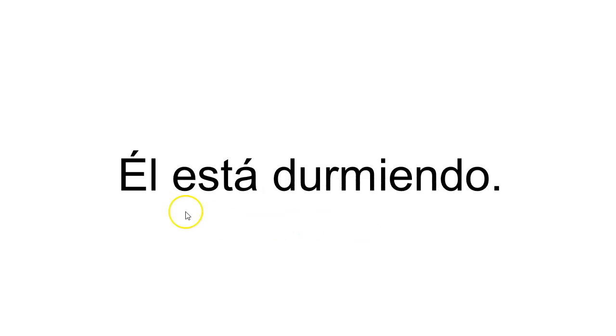He is sleeping. Él está, remember, sleeping is irregular. So the verb is dormir, and we wouldn't say dormiendo. Why? Because it's just irregular. It just is. You have to memorize it. So he is sleeping, durmiendo. Él está durmiendo. He is sleeping. Él está durmiendo.